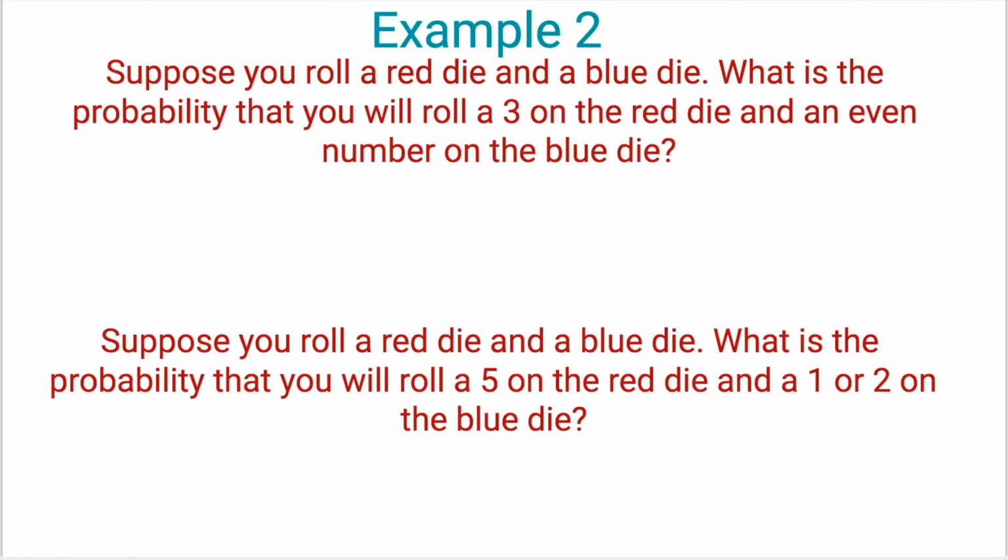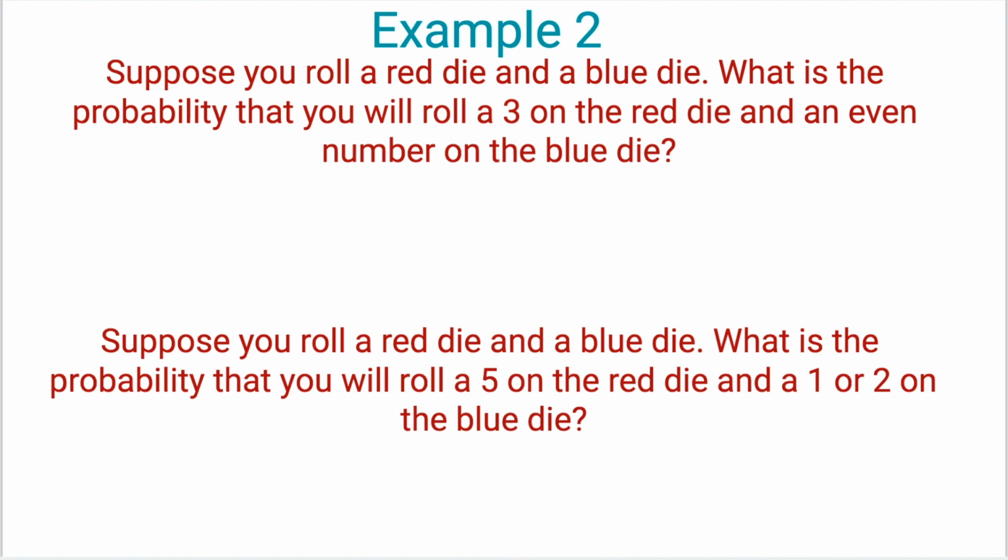Example number 2. So let's look at some examples. The first question says, suppose you roll a red die and a blue die. The dice here have 6 sides each. What is the probability that you will roll a 3 on the red die and an even number on the blue die? So we want to ask ourselves, are these two events independent of each other? So let's think about it. When you roll a 3, is it going to affect the probability of getting an even number on the other die? And the answer is no. They're not going to affect each other.